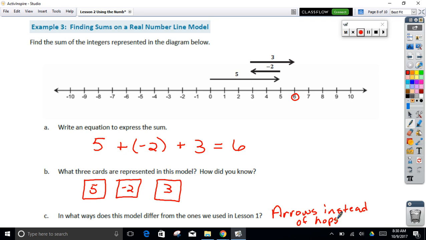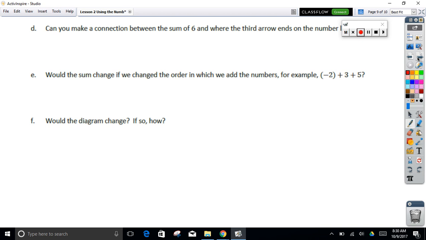Okay, part D asks, can you make a connection between the sum of 6, or the answer, and where the third arrow ends on the number line? This is another really obvious question. What's the connection between the sum of 6 and where the third arrow ends? Irene? They're the answer. Yeah, the arrow ends on 6. That's what tells us the answer. So the final position is 6. And the sum is 6. You can answer it that simply.